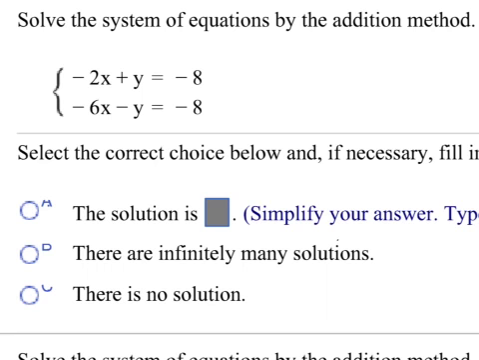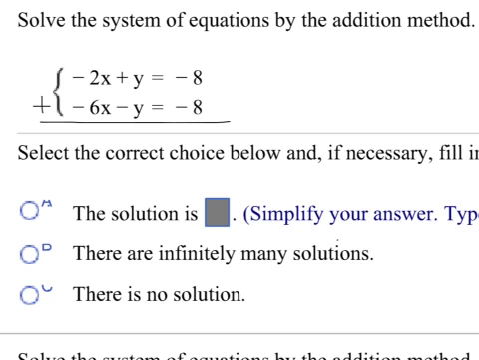Okay, we're going to solve these systems of equations today by the addition or elimination method. The reason the book calls it the addition method is because we're going to add these two linear equations together. The reason I call it the elimination method, and other books do also, is because the goal of adding these two equations together is to eliminate a variable so that you only have one variable to figure out at a time.